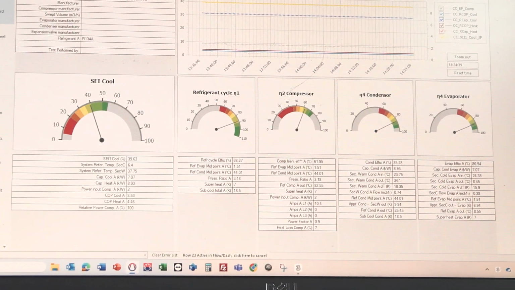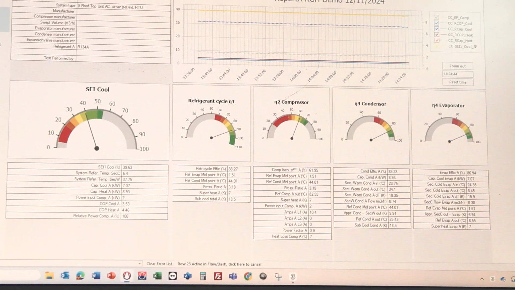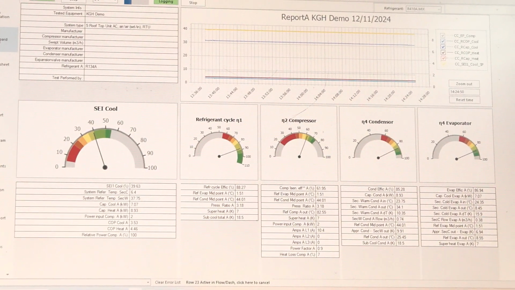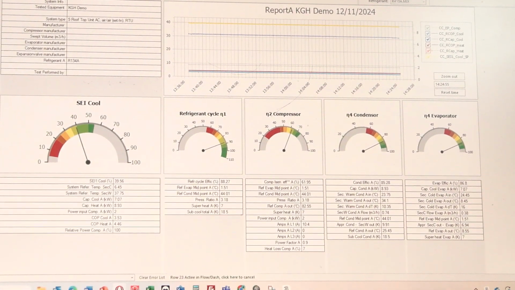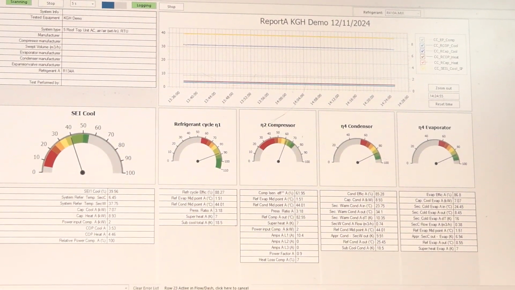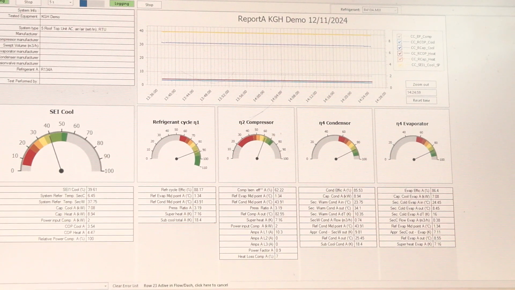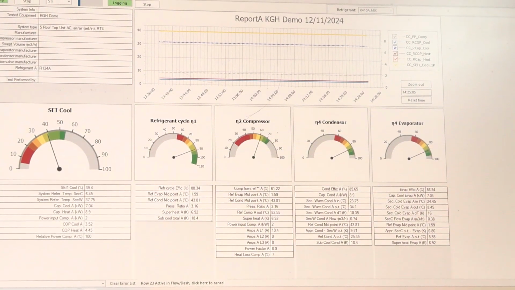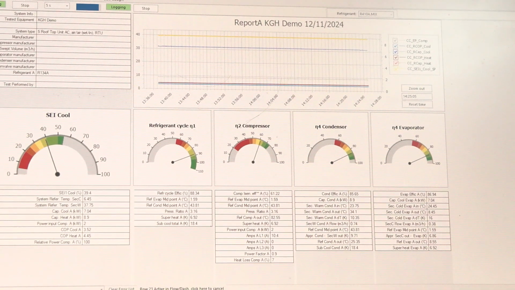So I would say that this is the perfect service protocol. You can see on top there that it's running stable, so the data will be relevant. And then you can look at all these parameters that people are used to: superheat, subcool, temperature differences, approach. But it's also visualized in the graphs. So it gives you a very good understanding of the system.